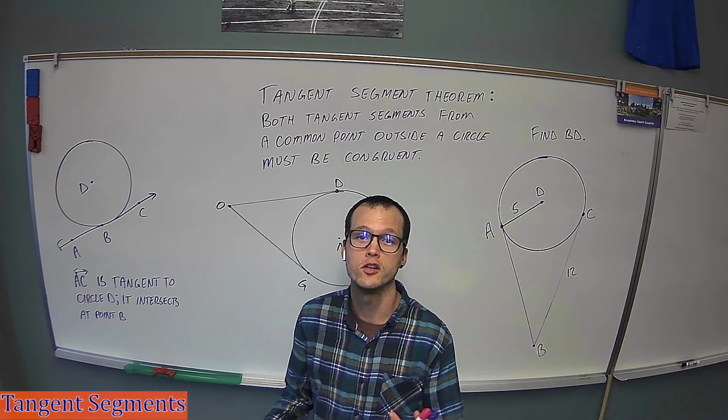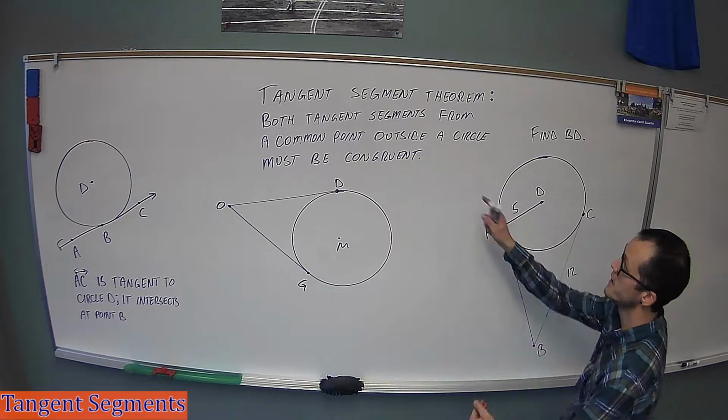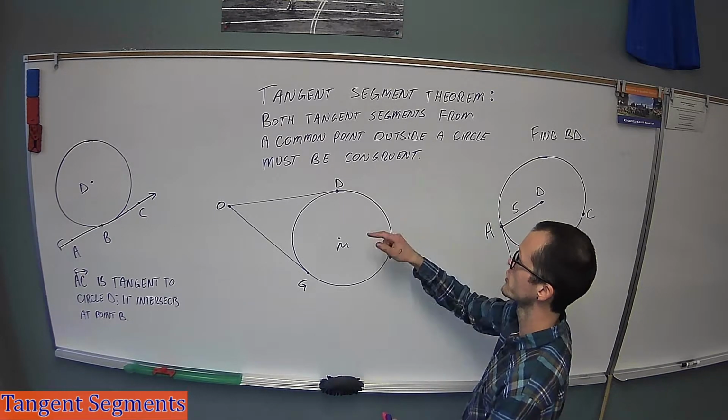Let's talk about a theorem. Let's explain the theorem, do an example, and wrap up. Tangent segment theorem: both tangent segments from a common point outside a circle must be congruent.